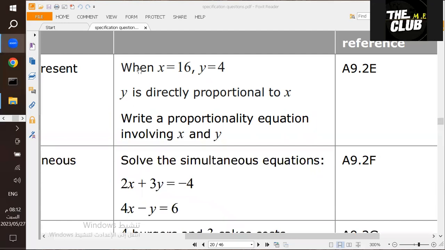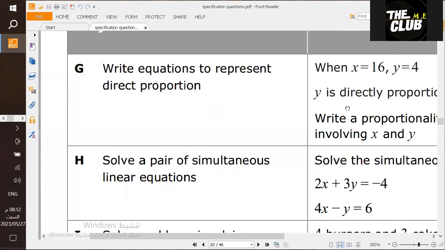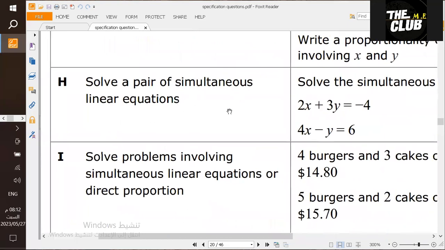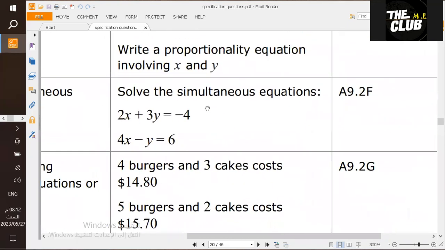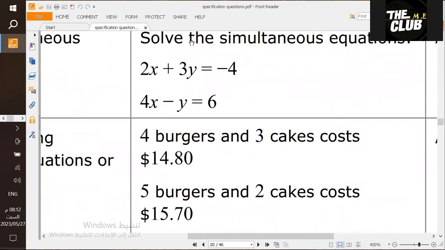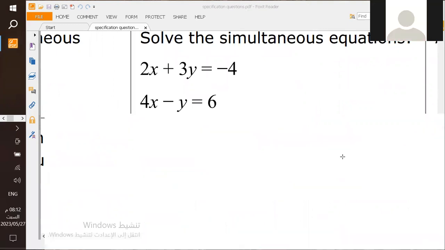As I told you, I've never seen this in the IGs yet. They might bring it, and it's in the specifications. Solve a pair of simultaneous linear equations. Solving simultaneous equations, we talked about this. You put them under each other and then you multiply them to make them the same, and you subtract them. For example, we multiply the first equation by 4 and the other by 2.